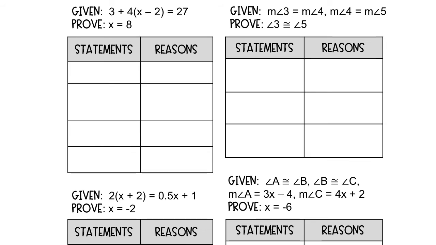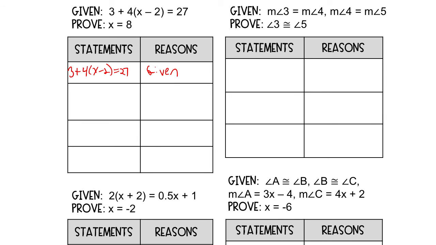All right, let's flip your paper over and let's take a minute to actually practice some proofs. So our given is 3 plus 4 times (x minus 2) equals 27. So we're going to write that down. 3 plus 4 times (x minus 2) equals 27. And the reason is given.